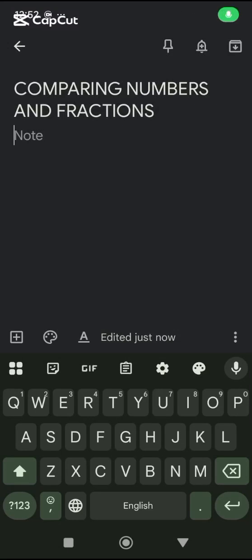Hey guys, we want to look at how we can compare numbers and fractions. And I do not mean that you are comparing both together. I mean how you can compare numbers separately and then how you can compare fractions separately.